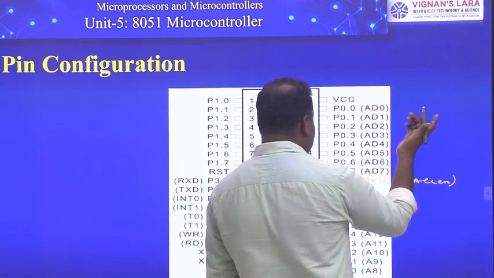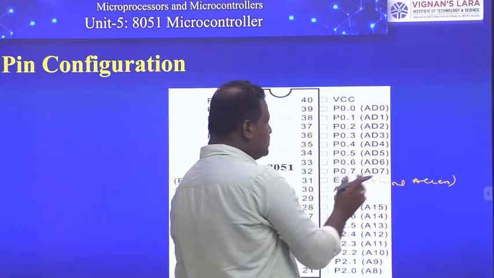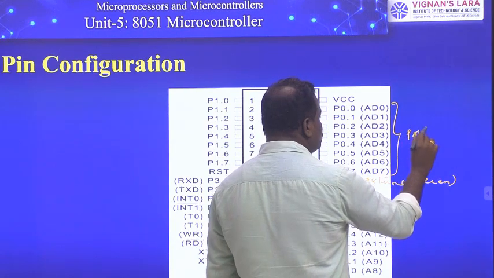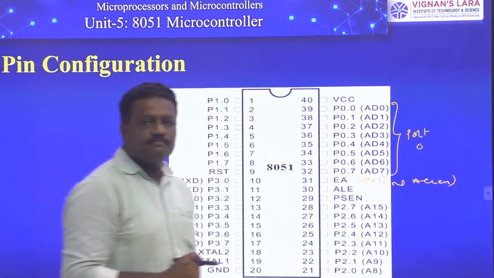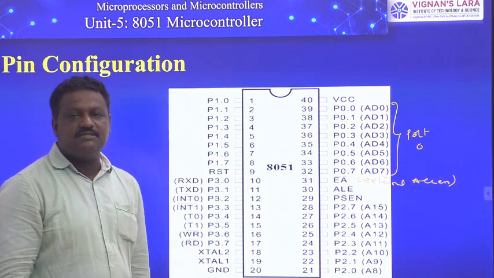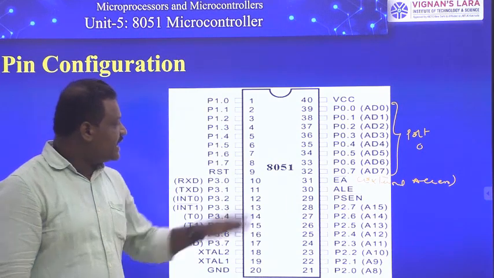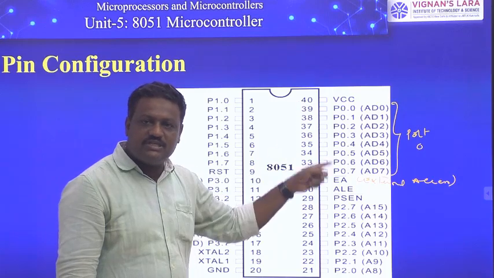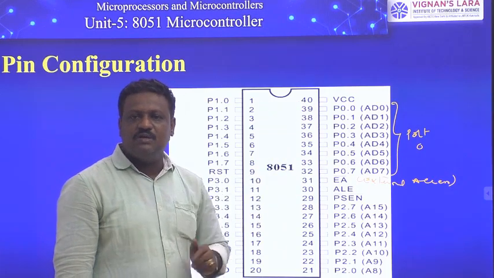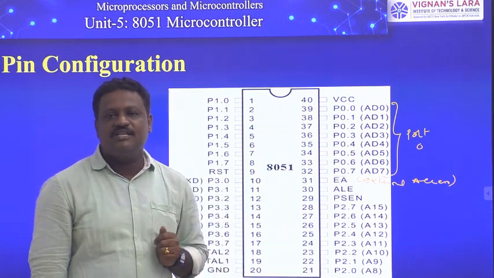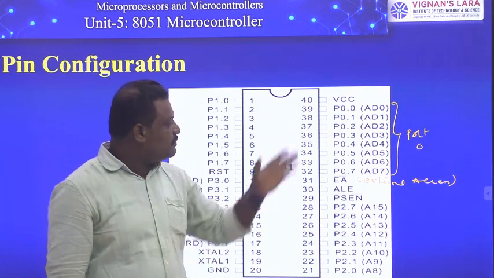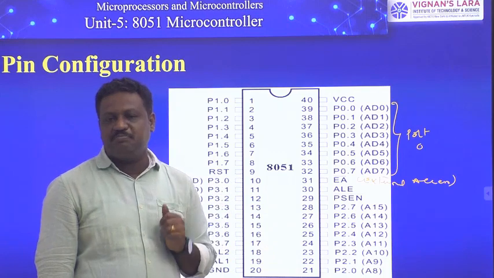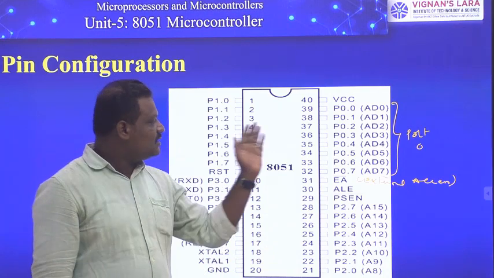And coming to the next, pin number 32 to pin number 39. These 8 signals we consider as port 0 signals. Like our previous ports, here also we can individually program each and every signal of port 0 either as an input signal or an output signal. Or we can program all the pins of this port 0 at a stretch either as an input or output port. That is one thing.